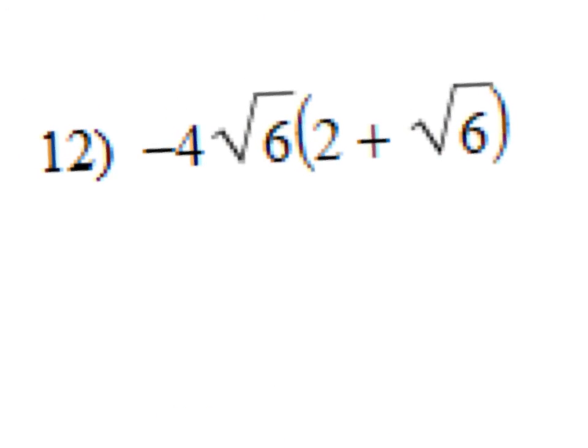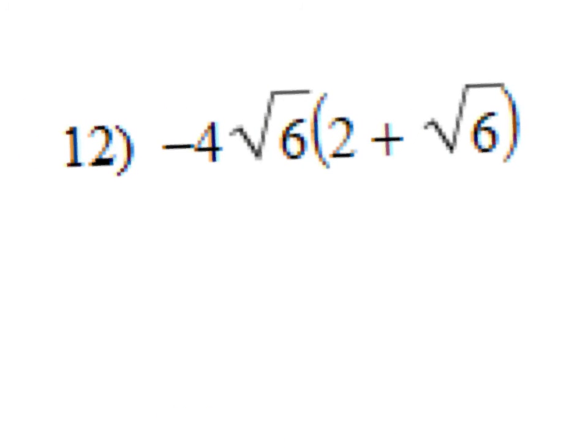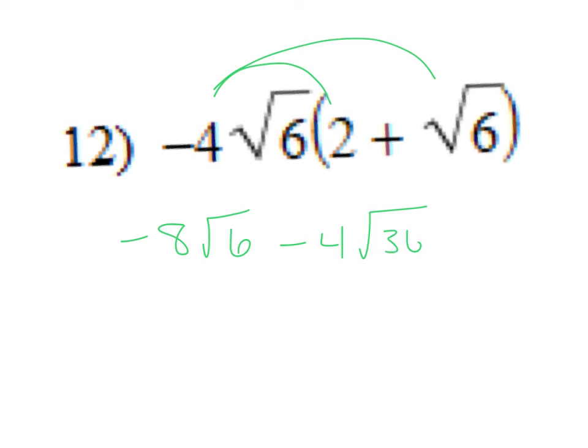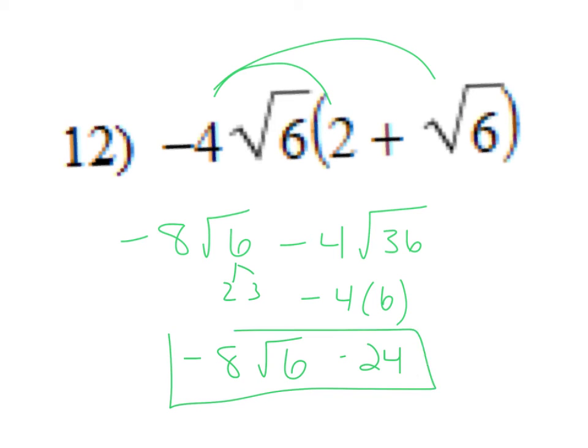Okay, number 12. I'm going to go ahead and distribute. So I'm going to get negative 8 root 6 and distribute here, negative 4 root 36. So then the square root of 36 is 6. And so here I'm going to get a negative 24. And then I've got negative 8 root 6 still out front here. So the 6 would go to 2 and 3. Nothing will pair up and move out. So that's going to be my answer right there.